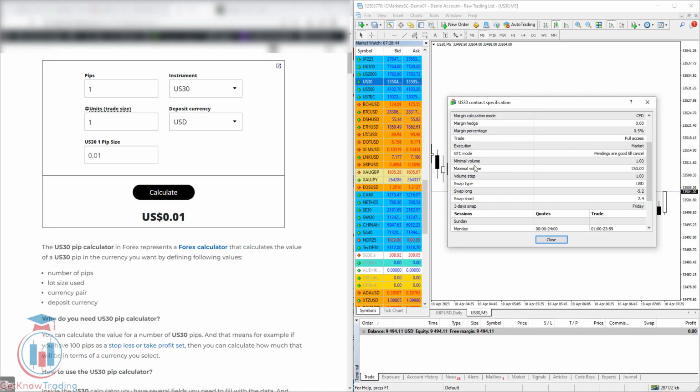Then you have the minimum volume, which says the minimum lot size that you can open. The minimum lot size is 1 and the maximum is 250. The step that you can use when changing the volume is the smallest one, which is equal to 1. So here are the very important details: the contract size, which is equal to 1 unit for the standard lot.